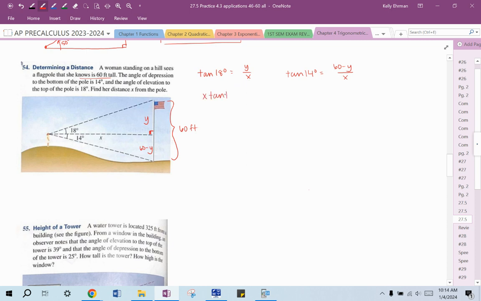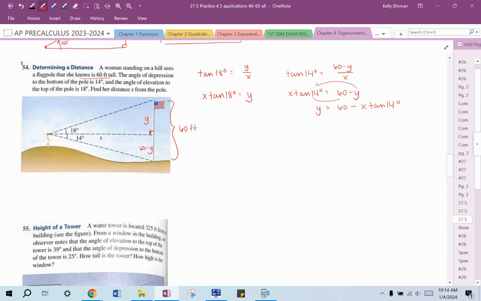X times tangent of 18 degrees equals y. Multiply x over here. So x times the tangent of 14 degrees equals 60 minus y. So let's solve this equation fully for y. So if I do that, when I see minus y, I like to add y to the left side and then subtract this term to the right side. So it's going to be 60 minus x times tangent of 14. That just saves me from saying minus 60 and then having to divide by a negative and mess that up somehow. So I just like to flip things around.